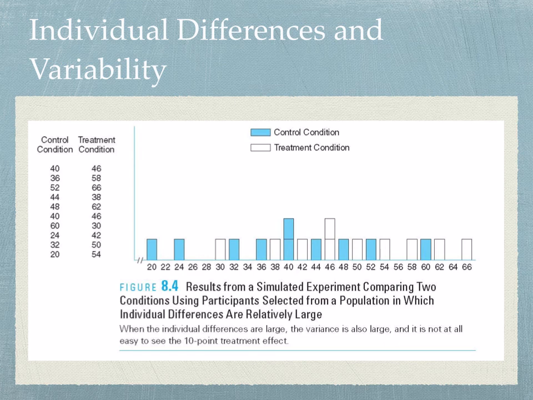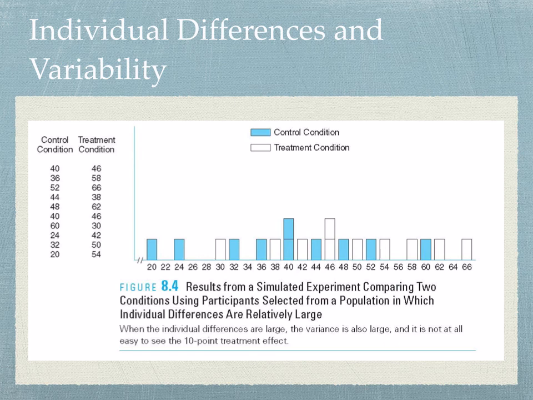And we no longer see that nice division of control and treatment group because this population has so much variability. Our 10-point treatment effect is really lost. This is where individual differences in the population can really cause problems in our studies. It's one of the biggest disadvantages, because if you're drawing from a very variable population and you've got a relatively small effect, you can lose that treatment effect.